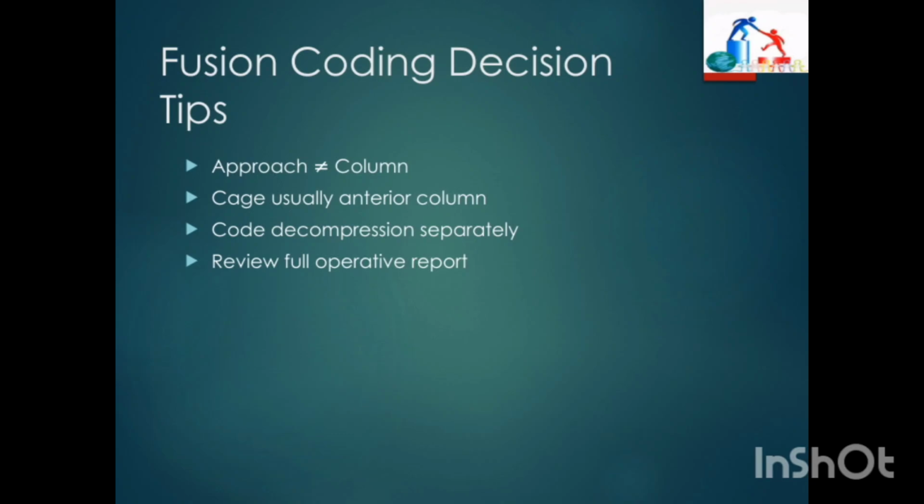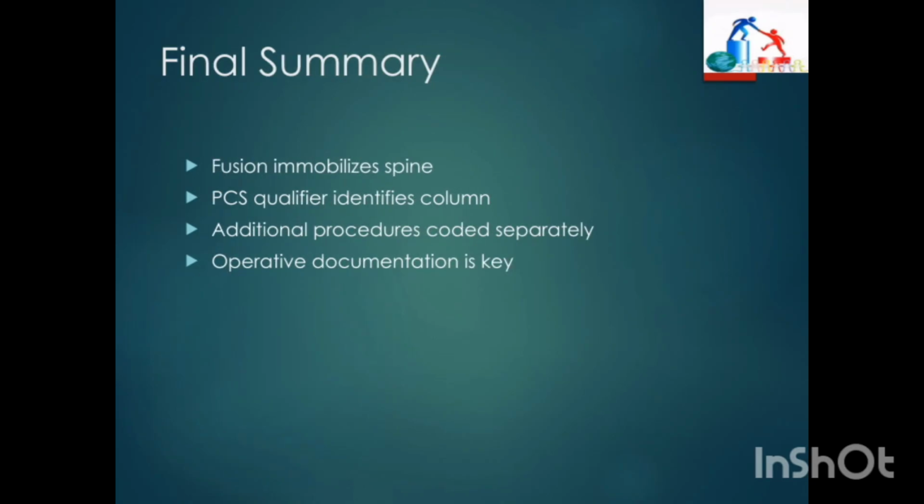Fusion immobilizes the spine, providing stability and support for the patient. It's important to understand that the PCS qualifier helps us identify the specific column involved in the procedure, ensuring accurate coding and documentation. Remember, any additional procedures performed during the surgery are coded separately, so we need to be thorough in capturing all interventions.